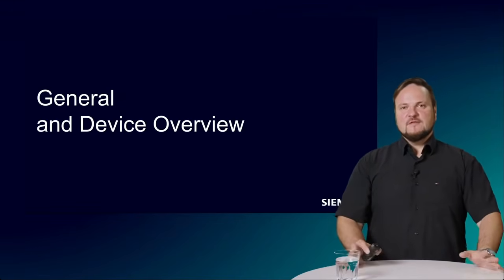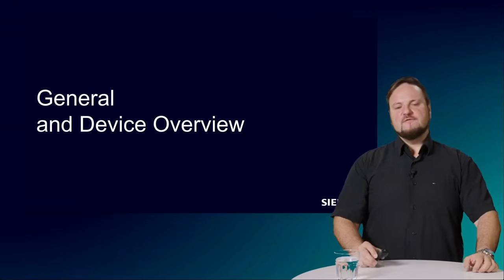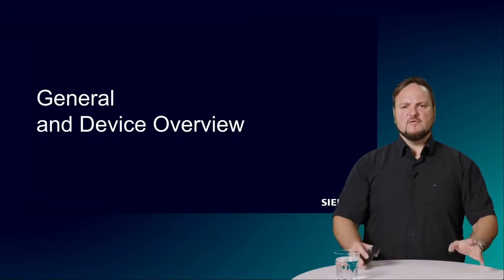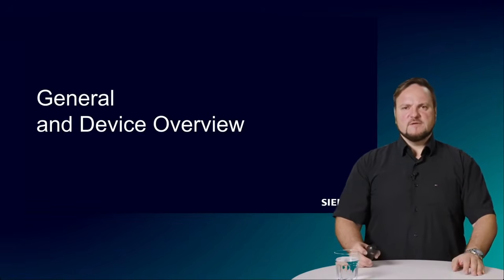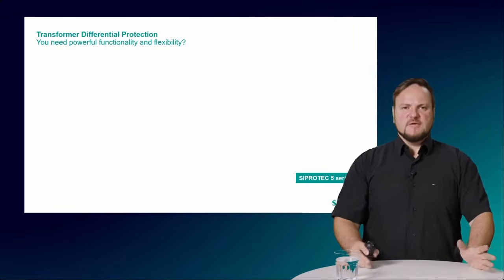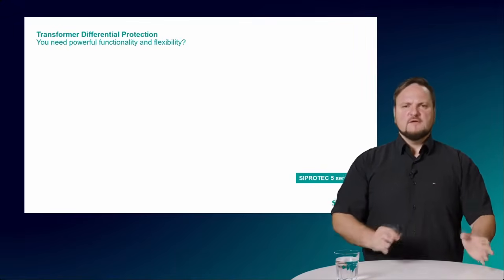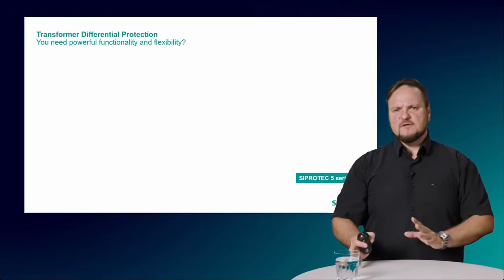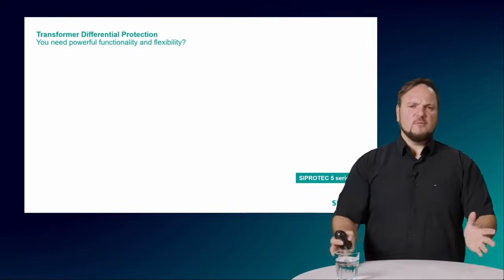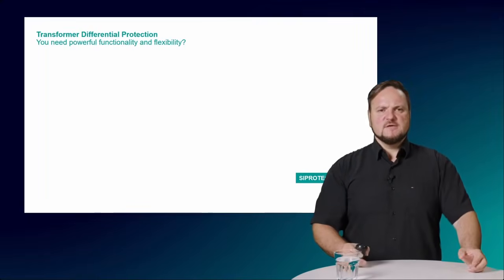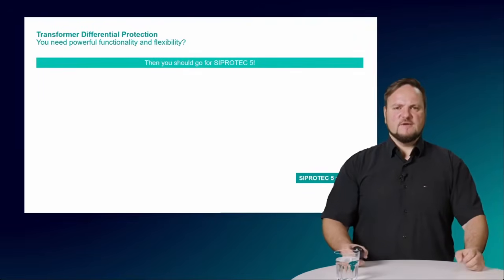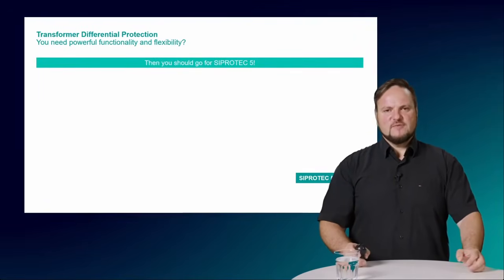Okay, so today, in the first webinar, I would like to give you a general and device overview about transformer protection within Z-Protect 5. When we talk about transformer protection, we always talk about 2-winding transformers, 3-winding transformers, auto transformers, and multiple winding transformers. And why do we need the Z-Protect 5 device for that application? Because Z-Protect 5 is very flexible, as you know from your experience so far.